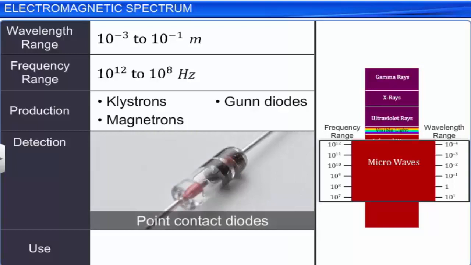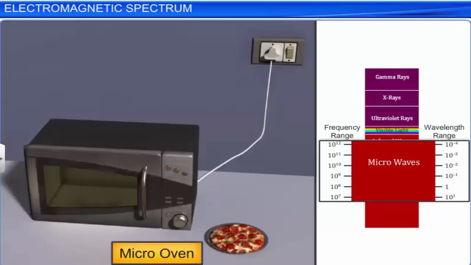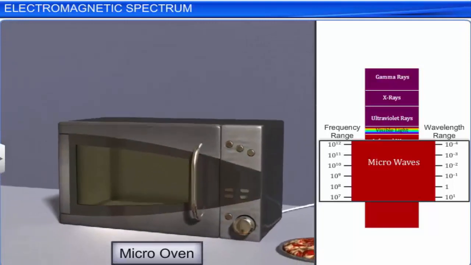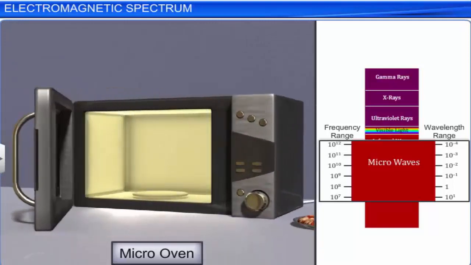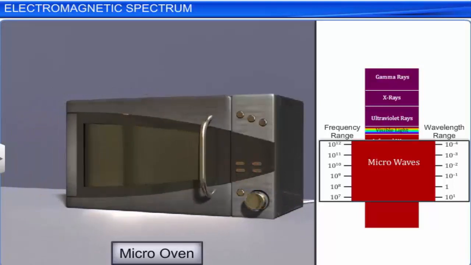These waves are used in radar systems, speed guns and microwave ovens. Let us also briefly discuss the working of microwave ovens. In microwave ovens, the frequency of microwaves is selected such that it is in resonance with the frequency of the water molecule. When the microwaves are incident on the food material placed in the oven, the water molecules in the material oscillate with maximum amplitude. Thus, the average kinetic energy of the molecules increases, which increases the temperature of the food material.